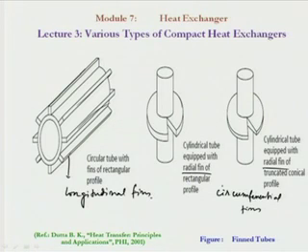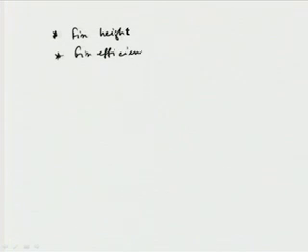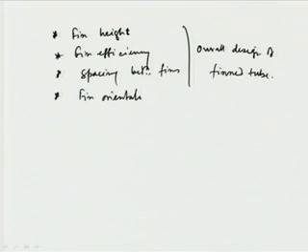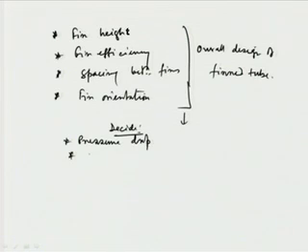So, longitudinal fins are used here in the case of cylinder tube heat exchangers. There are certain aspects that have to be taken into consideration while using this kind of fins. The aspects are fin height, fin efficiency. We have already discussed these issues. Then spacing between fins, and fin orientation. So, this is basically the overall design of the fin tube. The overall design of the fin tube will decide the pressure drop, and it will decide the heat transfer coefficient.